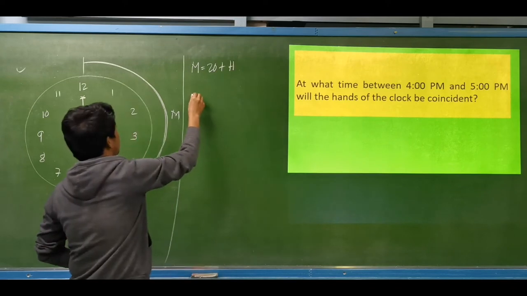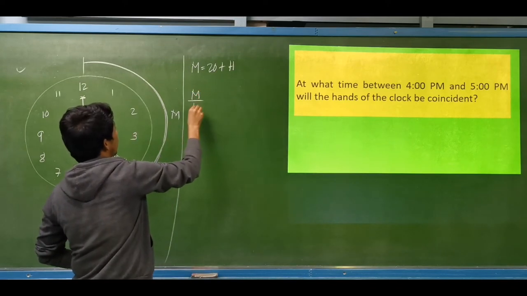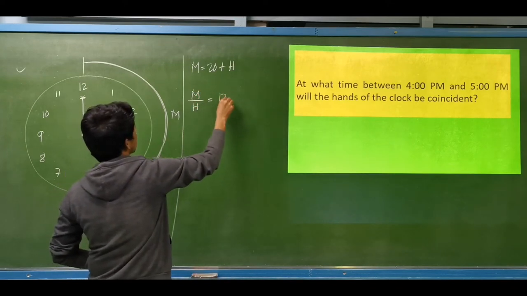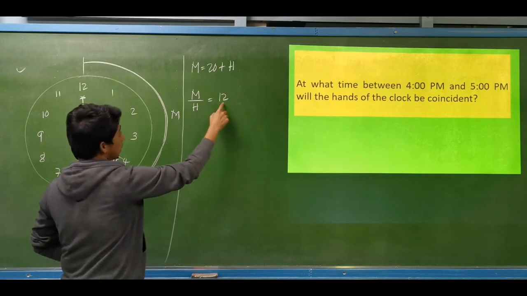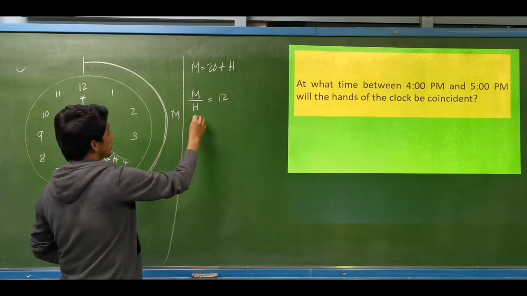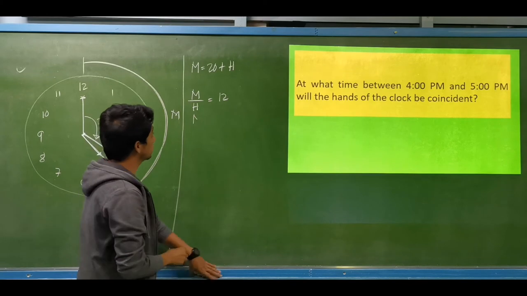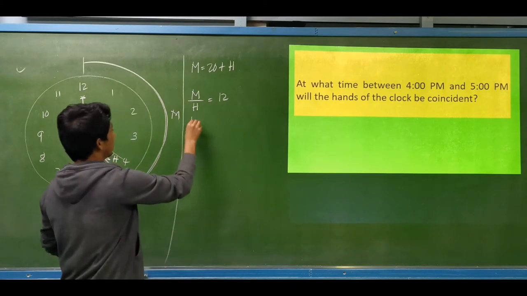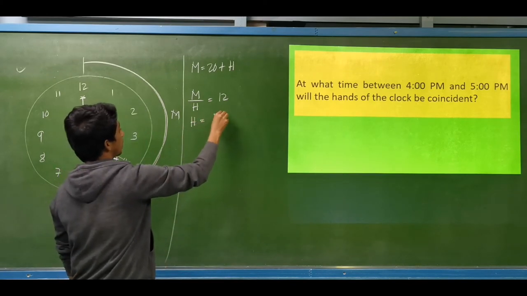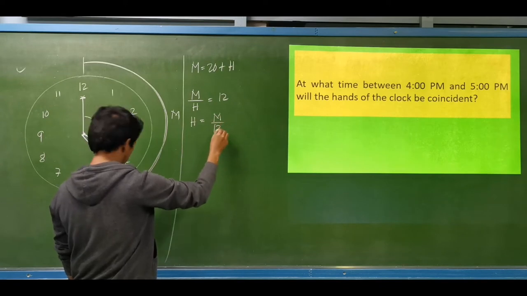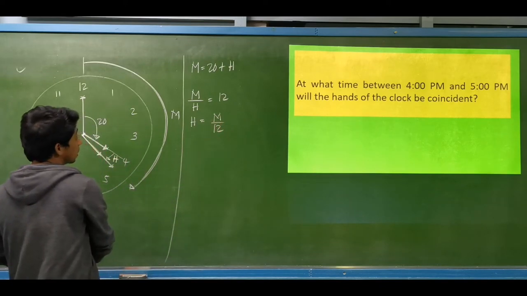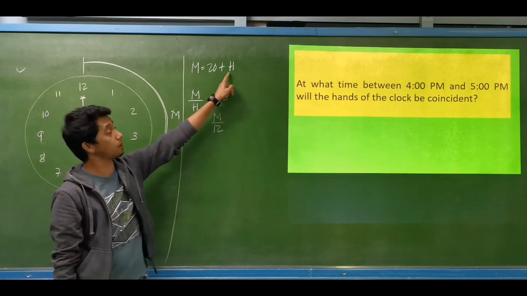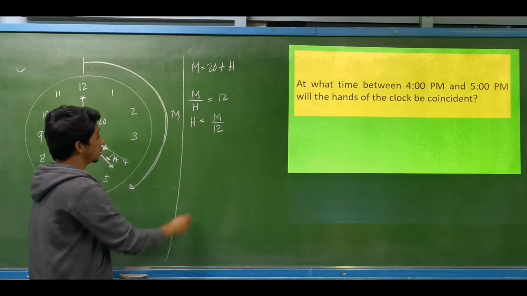So we have the proportion m over h is equal to 12. What is the equivalent of h in terms of m? The value of h is simply m divided by 12, or m over 12. So let us substitute the equivalent of h into our initial equation.